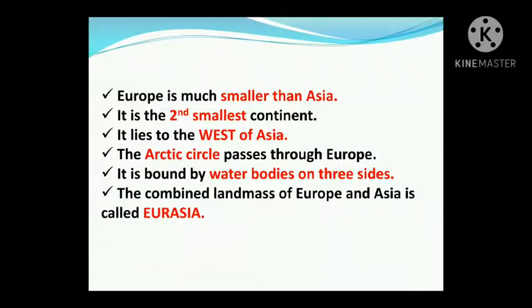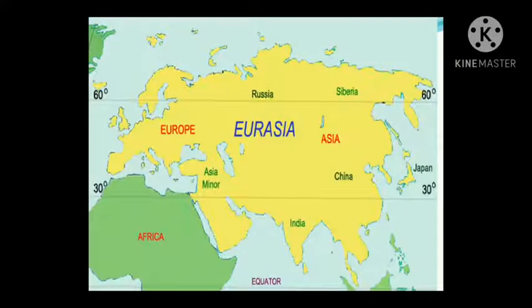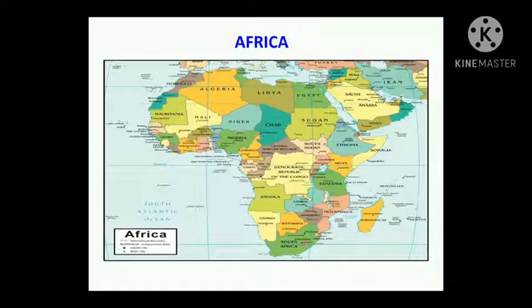The Arctic Circle passes through Europe and it is bound by water bodies on 3 sides. And the combined landmass of Europe and Asia is called Eurasia. Do you know how it gets its name? The letters EUR are taken from the word Europe and the remaining letters from the word Asia. And the next one is Africa.